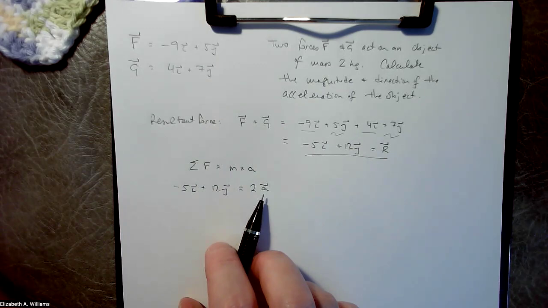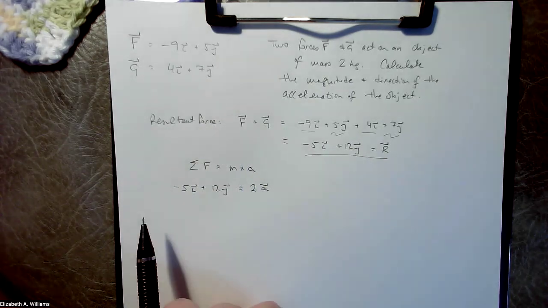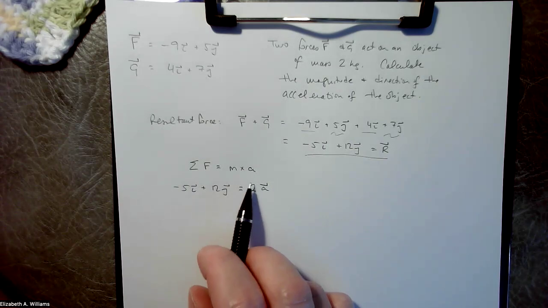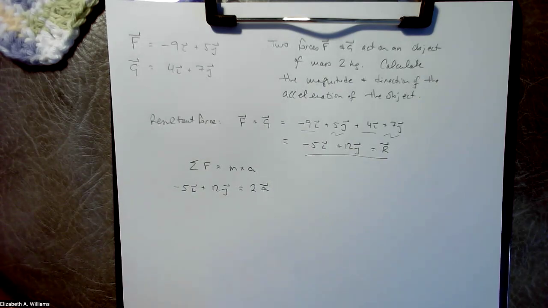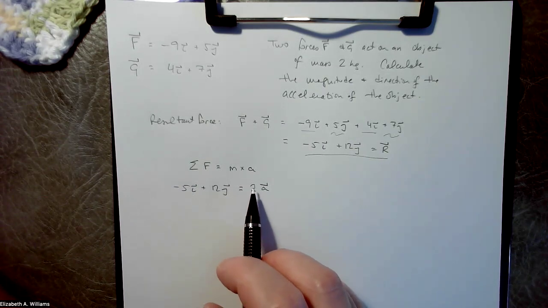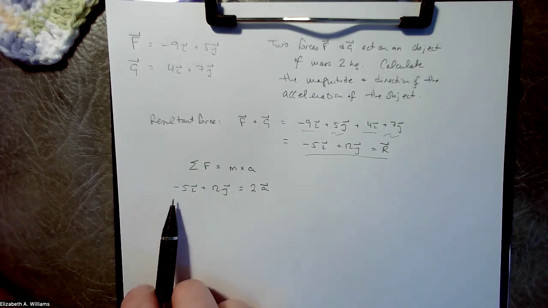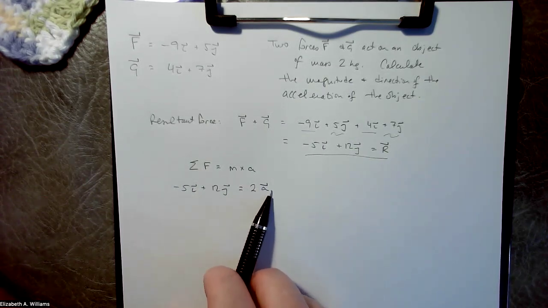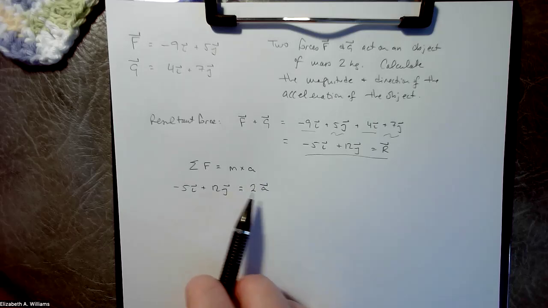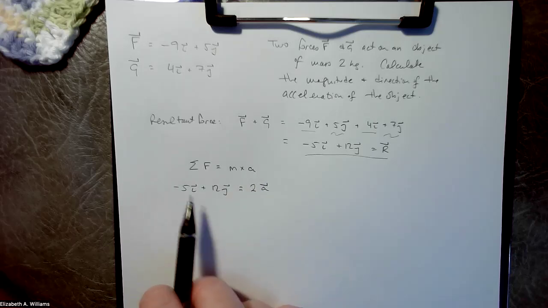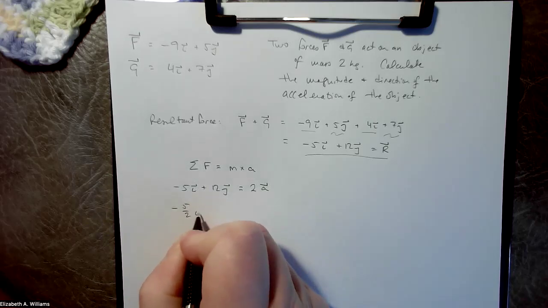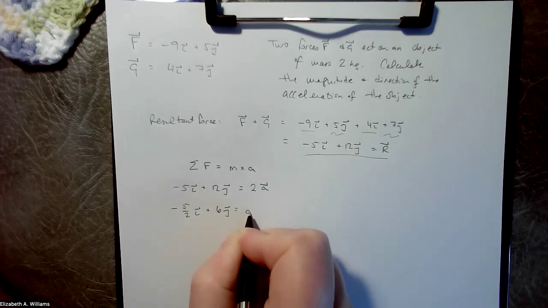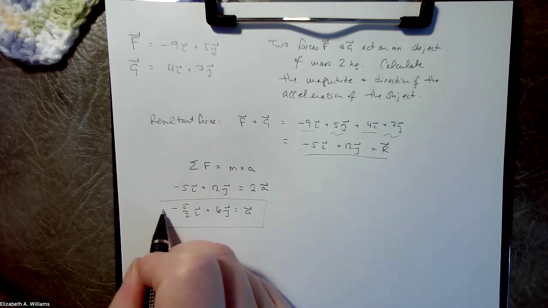Acceleration is a vector quantity, just like force is a vector. Mass is a scalar. Mass doesn't have a direction. It has a magnitude. It tells you how much, 2 kilograms, but it doesn't tell you what direction. So mass is a scalar quantity, and so we can have a scalar times a vector. And to solve for this vector A, I have an equation. I can divide both sides by 2. So I've got minus 5 halves I plus 6J is my resultant acceleration vector.